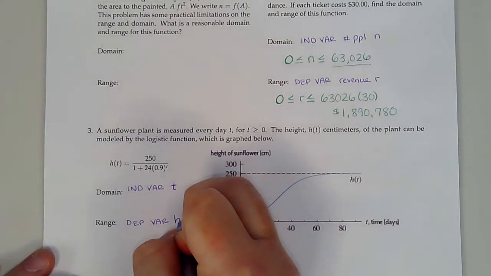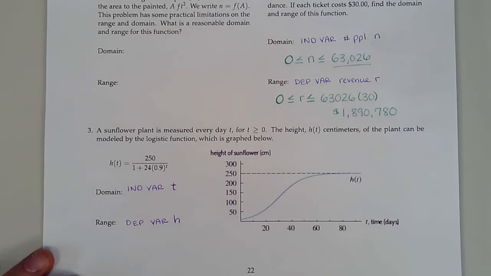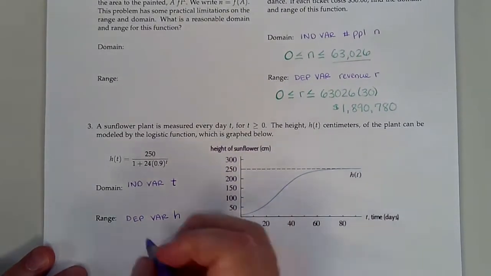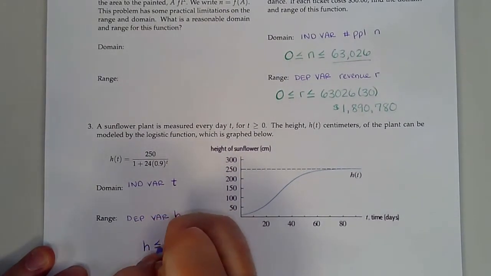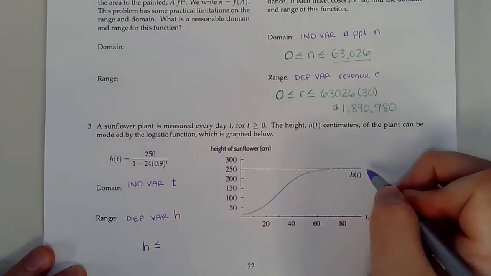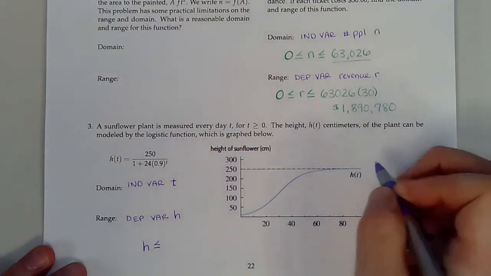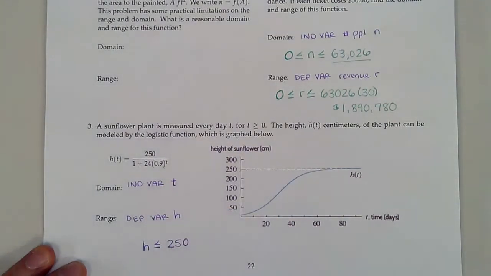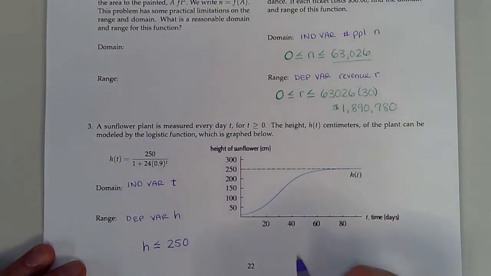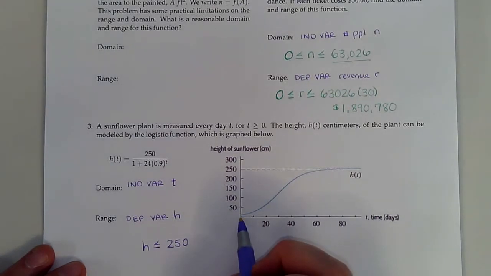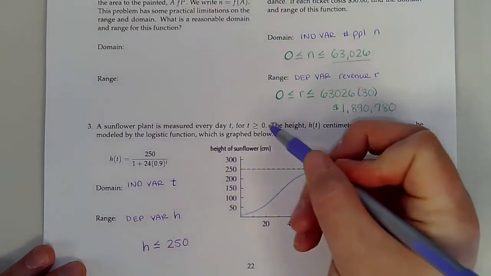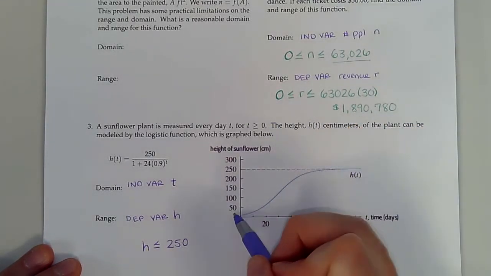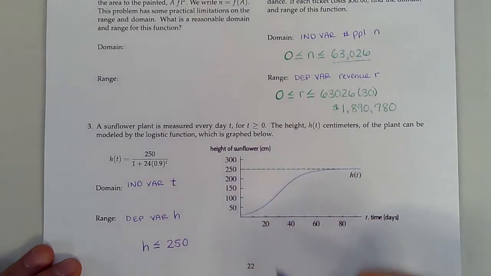Okay, so let's start by looking at that dependent variable and getting the values of our range. So h, if we look at this carrying capacity, that's our upper bound. We can see that that's 250. That's kind of where our function levels off. And then the lower bound for the range, if we're looking at this graph, we see that it's not quite 0. But we do know that the smallest value of little t is 0, and this graph is increasing. So this will be the lowest value here.